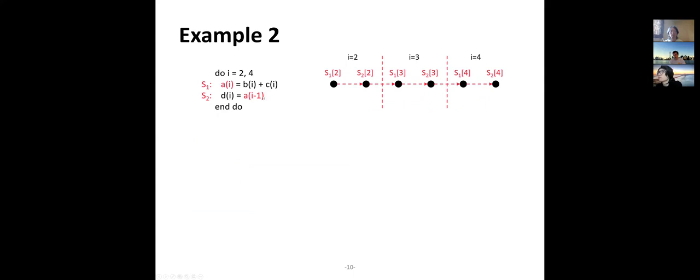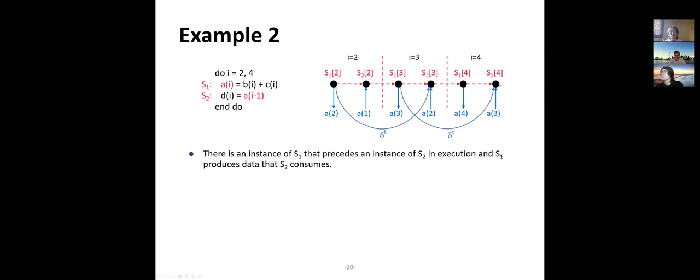There's no dependencies between them. But does it mean that there's no dependencies at all? It's not, because if you look at what happens, this generates A2, this consumes A1, this generates A3, this thing consumes A2. So it means there is this true dependence going in between two loop iterations and another one like that, right? So that means that there is an instance of S1 that precedes an instance of S2. In execution, S1 produces the data that's needed by S2.